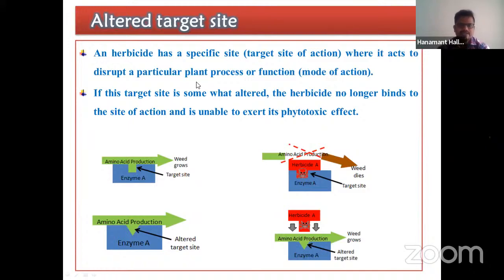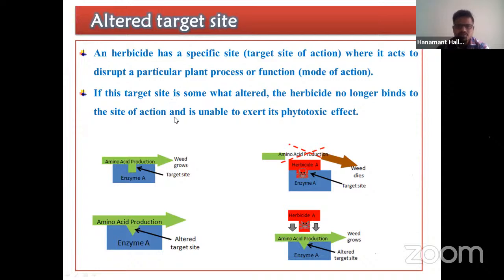Here an herbicide has a specific site. Every herbicide will have a particular site of action. So in that site only they will enter and have specific action, where it acts to disrupt a particular plant process or function. So in particular sites, the herbicides will enter and they have their detrimental effect to the weeds.